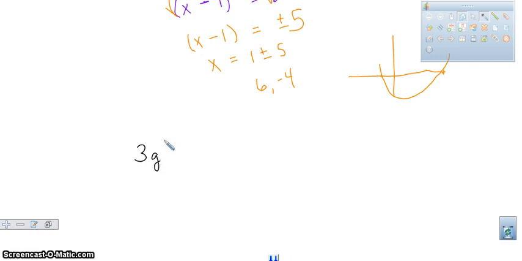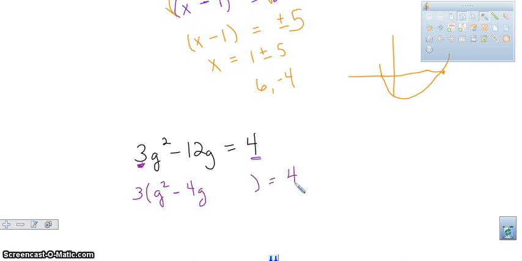3g squared minus 12g equals 4. Well, I told you I like everything to equal 0, but on completing the square, the constant needs to be over here anyway, so I'm just going to leave the constant there. Before I can complete the square, I need to get this variable by itself. I need to get rid of the 3, so I have to factor out whatever's in front of that squared variable. So if I take 3 out of both things on that side, I have 3 times g squared minus 4g equals 4.